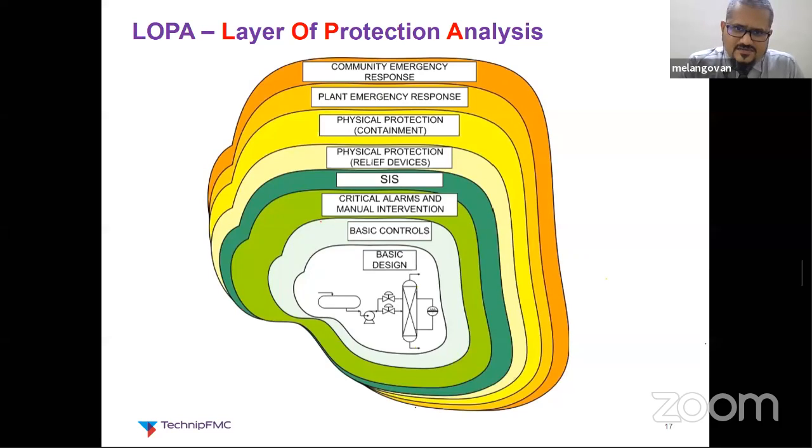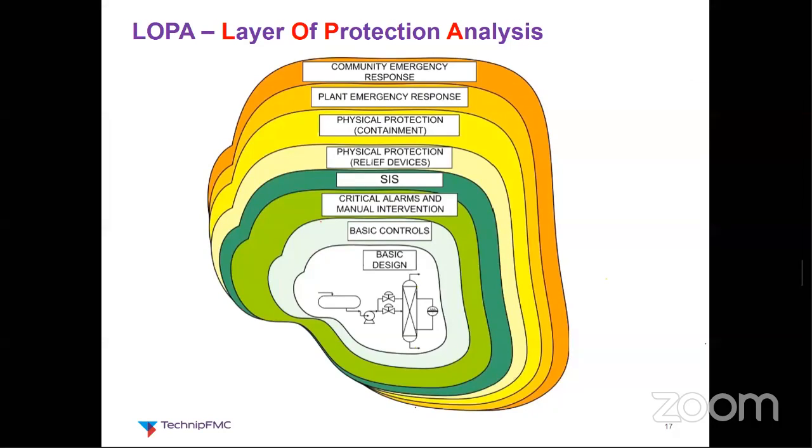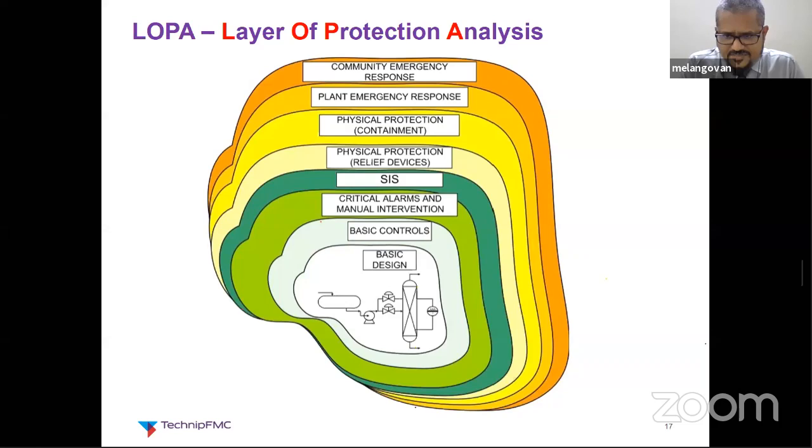And the next level is the critical alarms and manual intervention. If something goes wrong and the automated control system fails, the basic control fails, what will be the next level? We have the alarm systems. So there is a high level alarm, which will alert the operator for intervention. Likewise, we have the low level alarm, which will give protection for the pump against dry run. So this is the next level of protection.